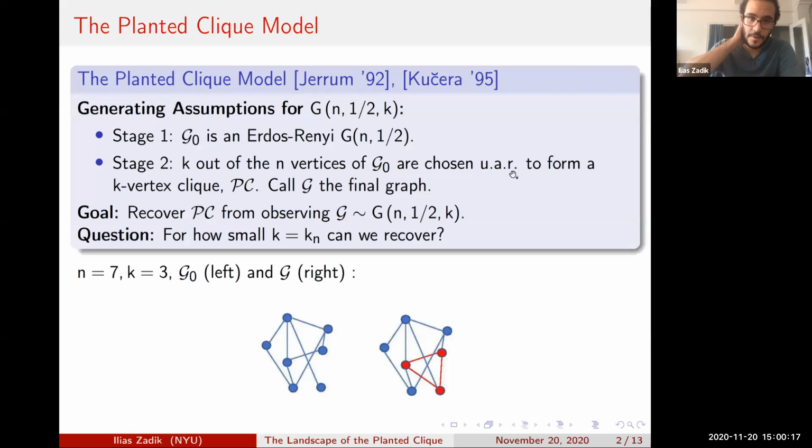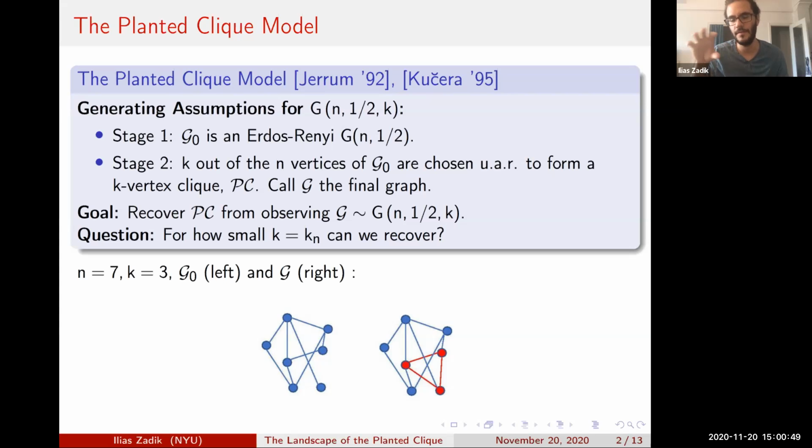Okay, so this talk is about the Planted Clique Model. So what is the Planted Clique Model? It's a very simple random graph model that we denote by G(n, 1/2, k). And it's very easy to create. It's a random graph model defined on n vertex graphs. So essentially, in the first stage, you just choose an Erdos-Renyi graph with parameter 1/2. So you just flip a fair coin for each edge. And then what you do is you choose k out of the n vertices, and you force them to become a clique.